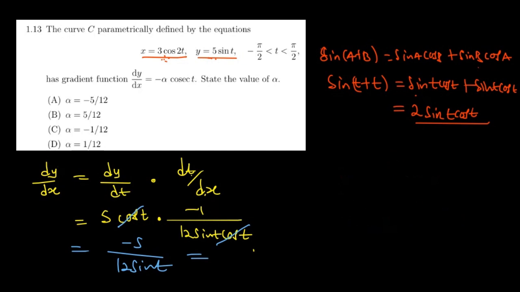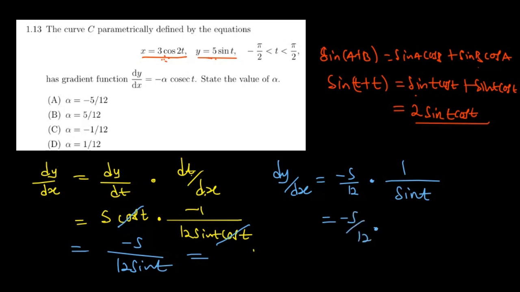Okay, so we'll factorize, not necessarily factorize, but we're just going to say 5 over 12 and then multiplied by 1 over sine t. So this will be minus 5 over 12 multiplied by, but the 1 over sine is the cosec t. Okay, so you can see here that our dy dx is this guy, and then here we are given that it's this guy. So it means this alpha, the minus alpha is just equal to this.